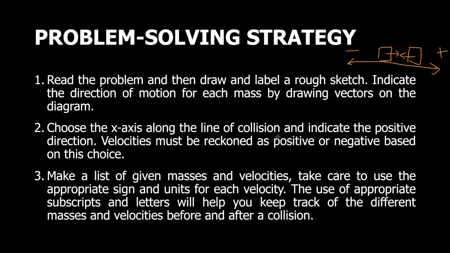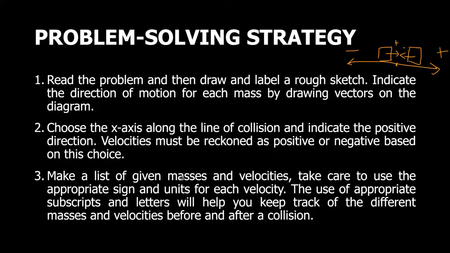So, velocities must be reckoned as positive or negative based on this choice. An object moving to the right has a positive velocity, which is this. When it moves to the left, this has a negative velocity based on the sign convention.